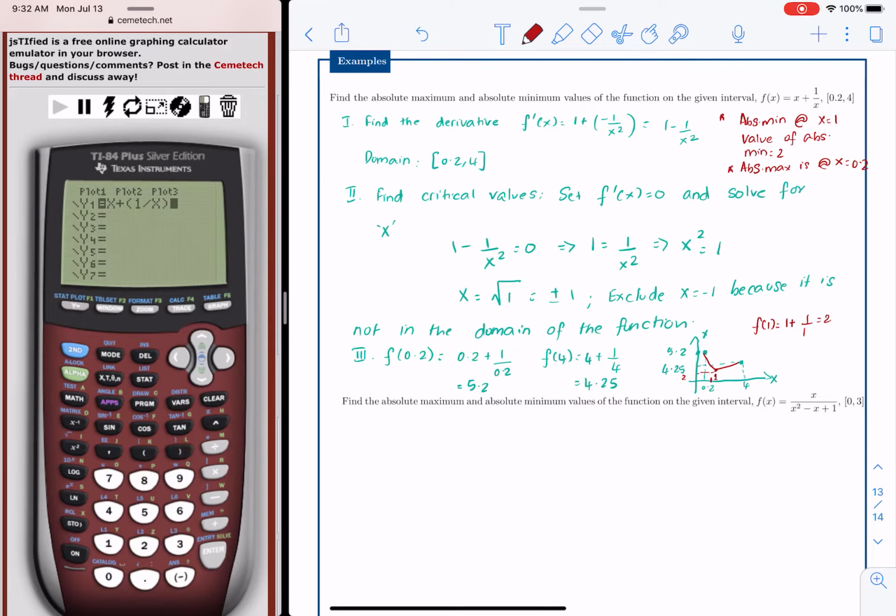And the domain of the function here is 0 to 3, which would imply that the domain of the derivative is also 0 to 3. Now we are going to set the derivative equal to 0, and we will find the critical values.